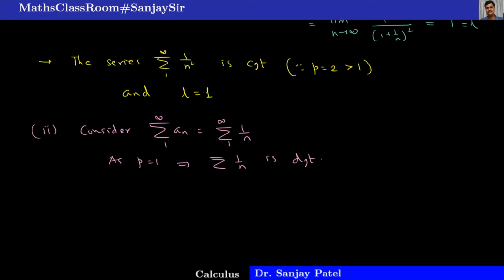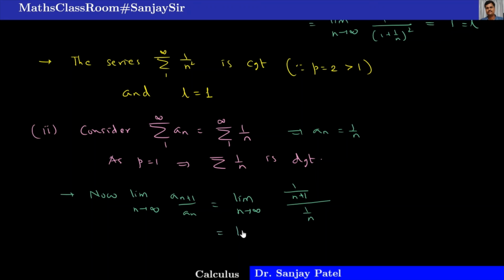Now about the limit of the ratio. Now the limit as n tends to infinity of a_{n+1} upon a_n is equal to the limit as n tends to infinity of, what is a_{n+1}? a_n is 1 upon n here. From this given series, we can say a_n is 1 upon n. So a_{n+1} is 1 upon (n+1). So 1 upon (n+1) divided by a_n. What is a_n? It is 1 upon n. So this is equal to the limit as n tends to infinity of n upon (n+1).